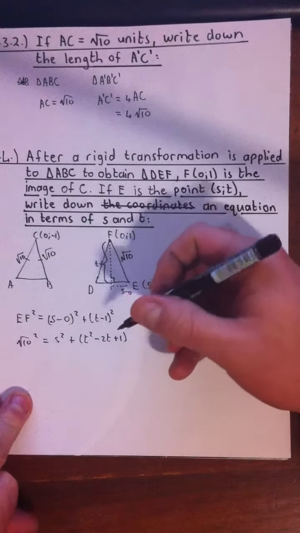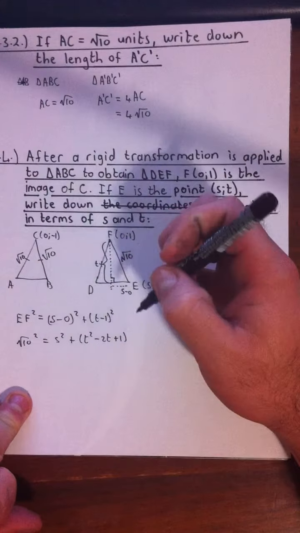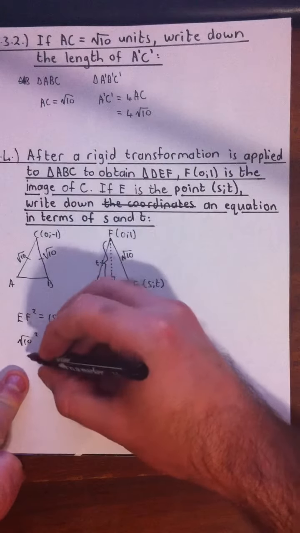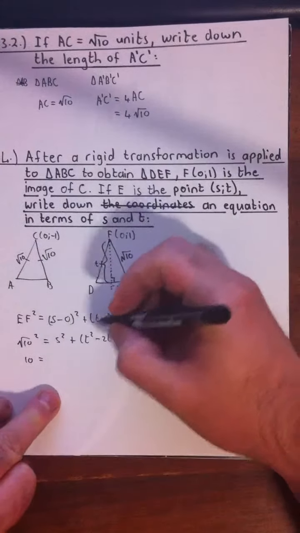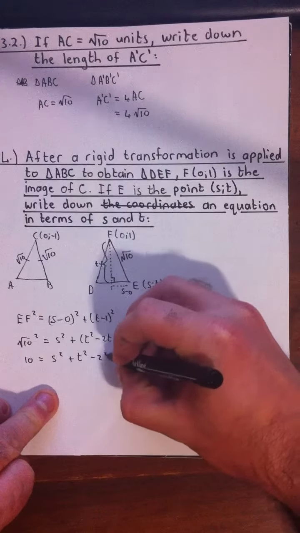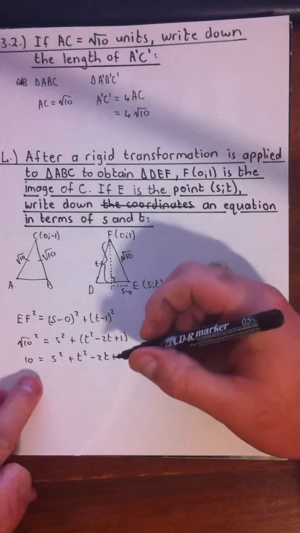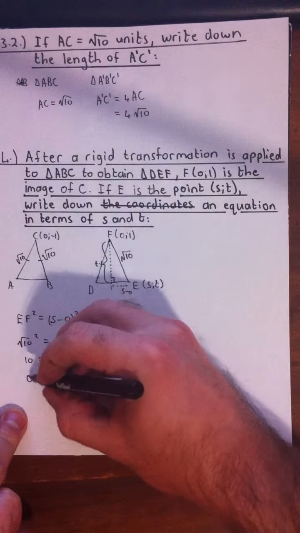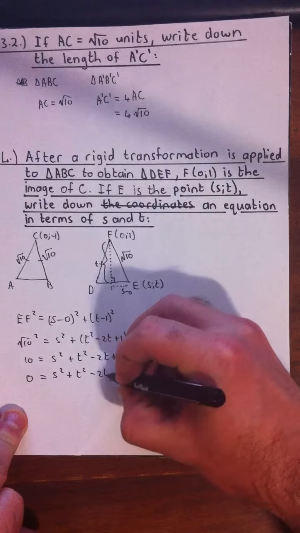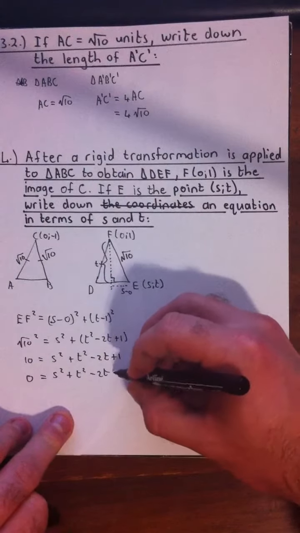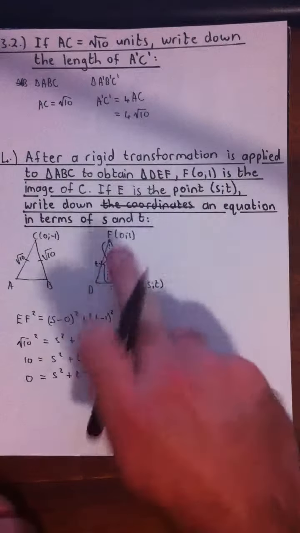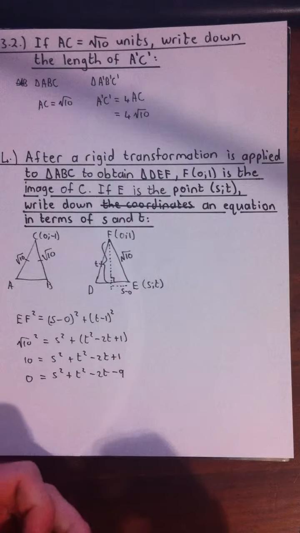Okay, so now the square root of 10 squared is just 10. Okay, let's just rewrite this and collect some terms. S squared plus T squared minus 2T plus 1. Okay, we want to just make this side equal to 0 and say S squared plus T squared minus 2T plus 1 minus 10 gives us minus 9. We've got an equation in terms of S and T, exactly what they asked for. And that's it for question 8.